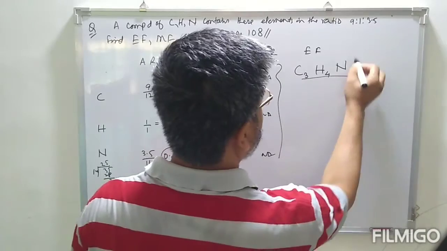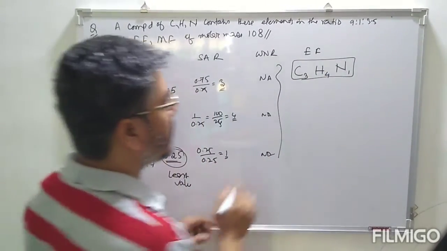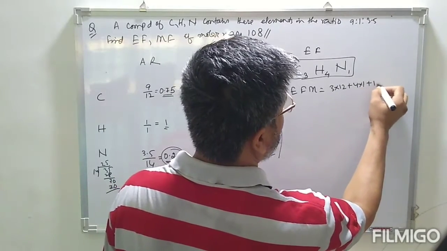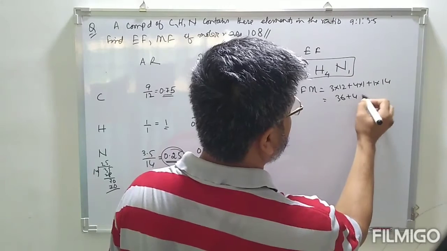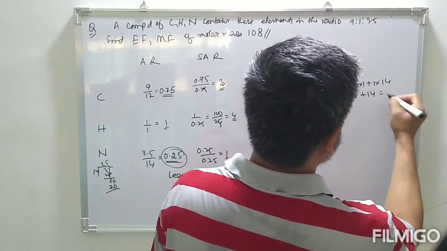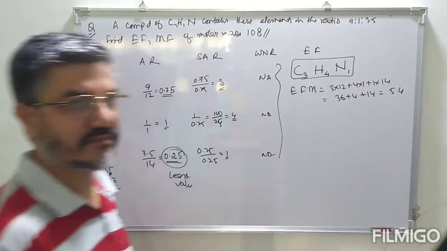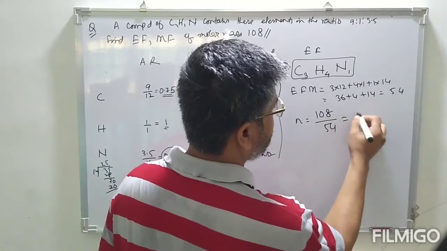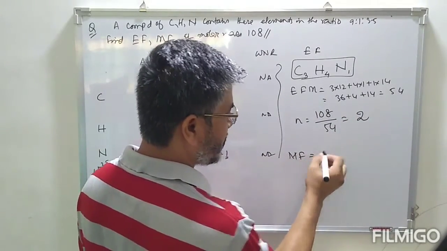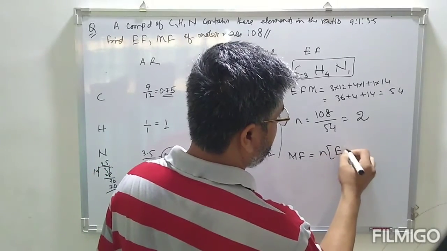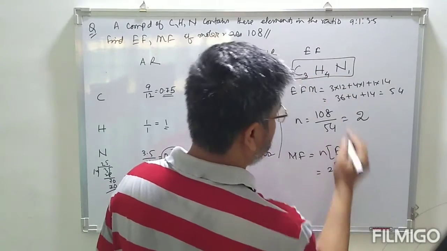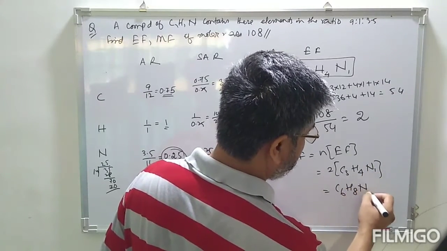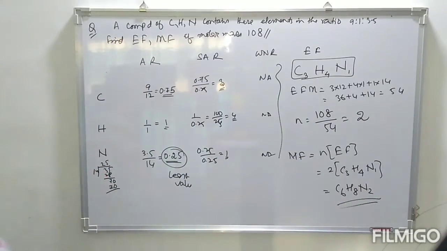Once we have this empirical formula, it is to be converted into molecular formula. For this we require empirical formula mass: 3 into 12 plus 4 into 1 plus 1 into 14. So this is 36 plus 4 plus 14, 54. So therefore the value of n is, molecular mass is given as 108, empirical formula mass is 54, so this is 2. So molecular formula of the given compound is n into empirical formula, so n is 2. Empirical formula is C3H4N1, so this is C6H8 and this is the molecular formula of the given compound.